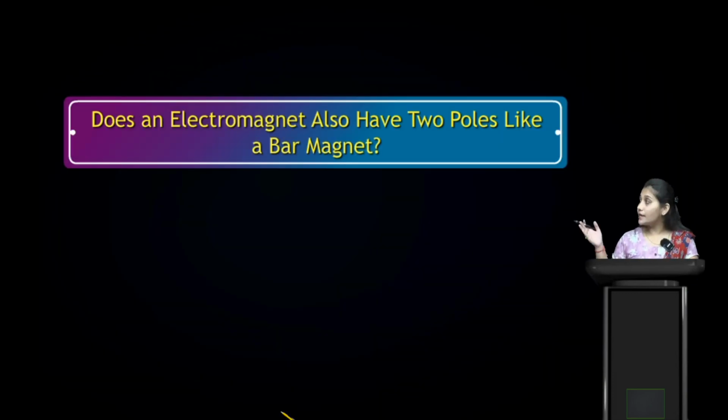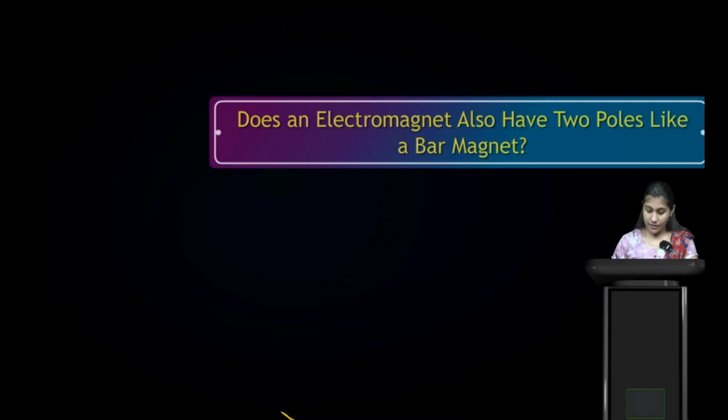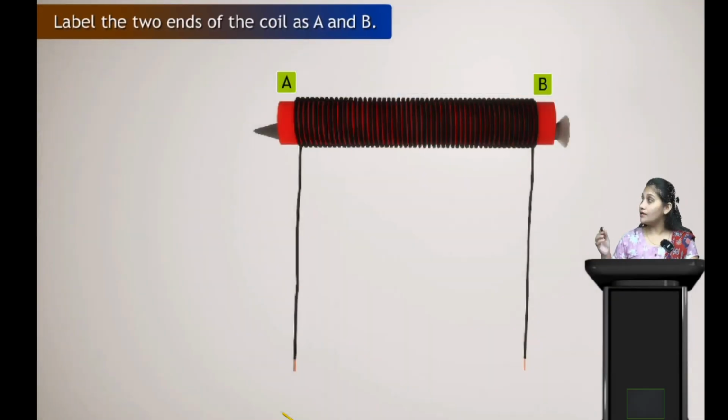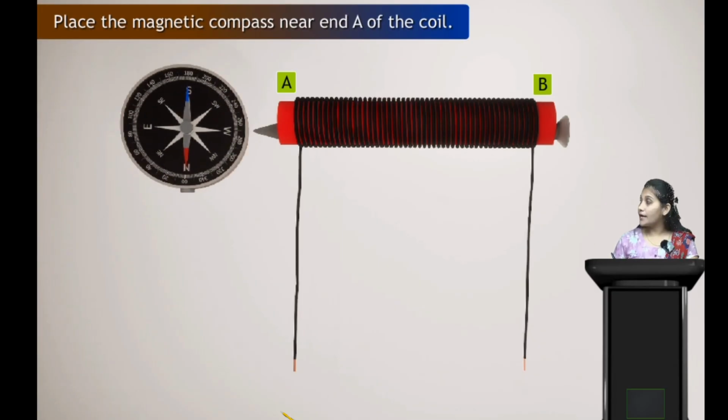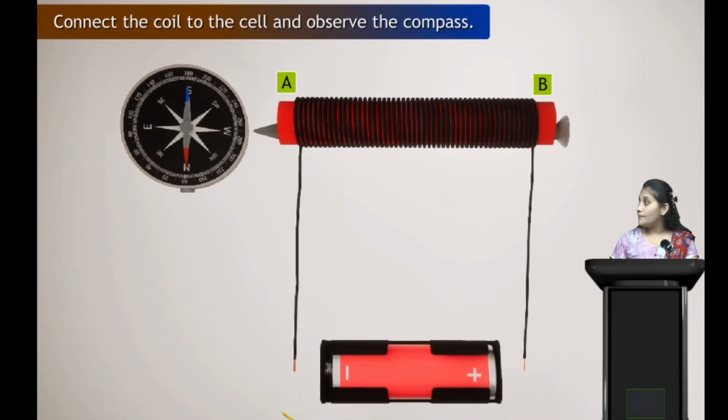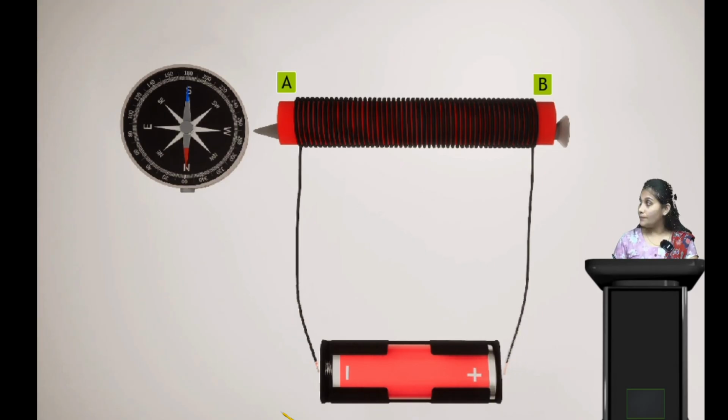So the third question is: does the electromagnet also have two poles like a bar magnet? Let's see. We will label the two ends of the coil as A and B. Then it says place the magnetic compass near the coil. Now we will place one magnetic compass near the end A. Then connect the coil to the cell and observe the compass. Now we will connect the wire to the electric cell. And then observe the coil.